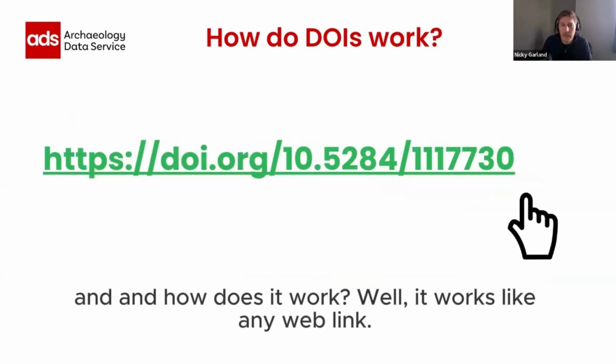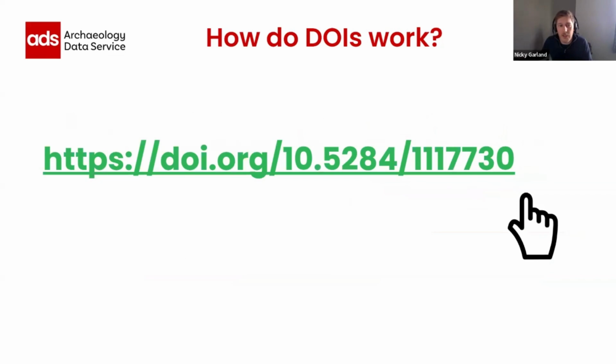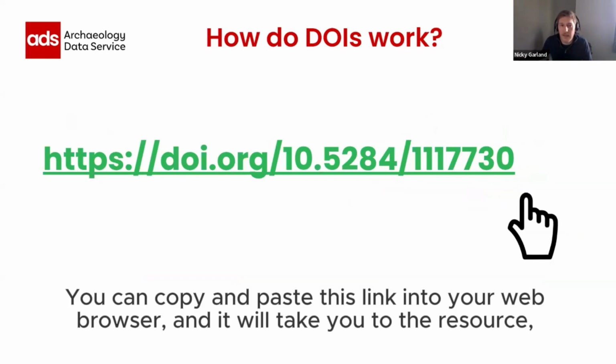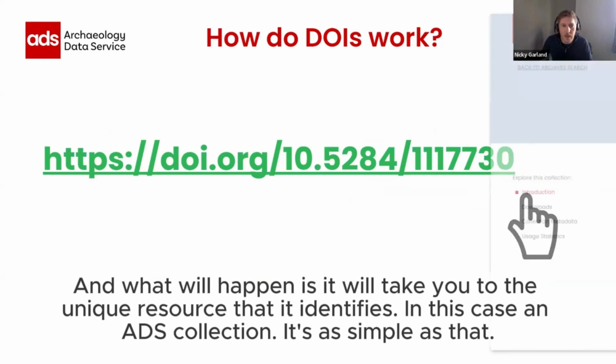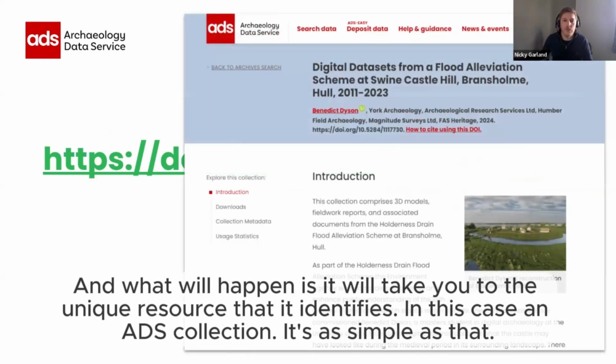And how does it work? Well, it works like any web link. You can copy and paste this link into your web browser and it will take you to the resource, or you can click on the link just as you would do for any web link. And what will happen is it will take you to the unique resource that it identifies, in this case, an ADS collection. It's as simple as that.